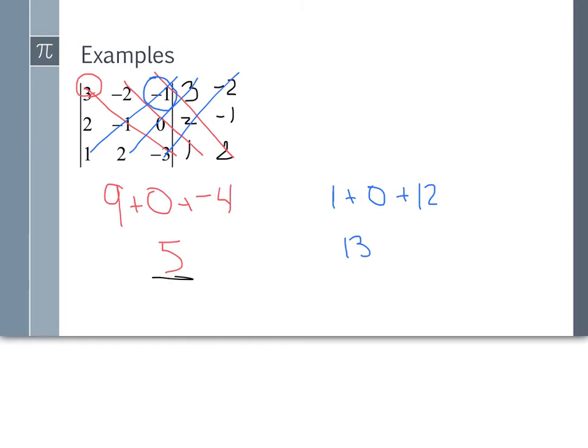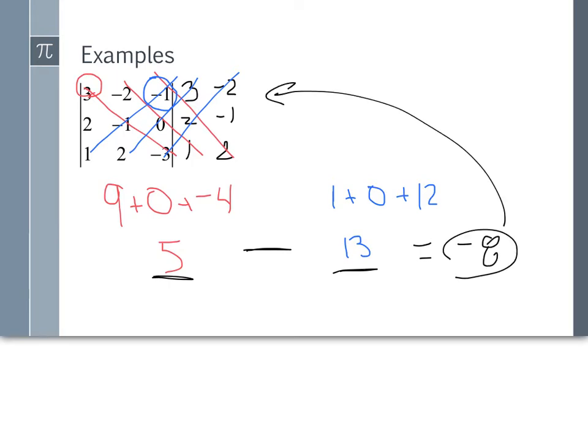Now, I take the 5 that I got from the red diagonals, the 13 that I get from the blue diagonals, and subtract them. And I get negative 8, and that is the determinant of that 3 by 3 matrix. Okay? Tedious, but not terrible. Let's look at another example.